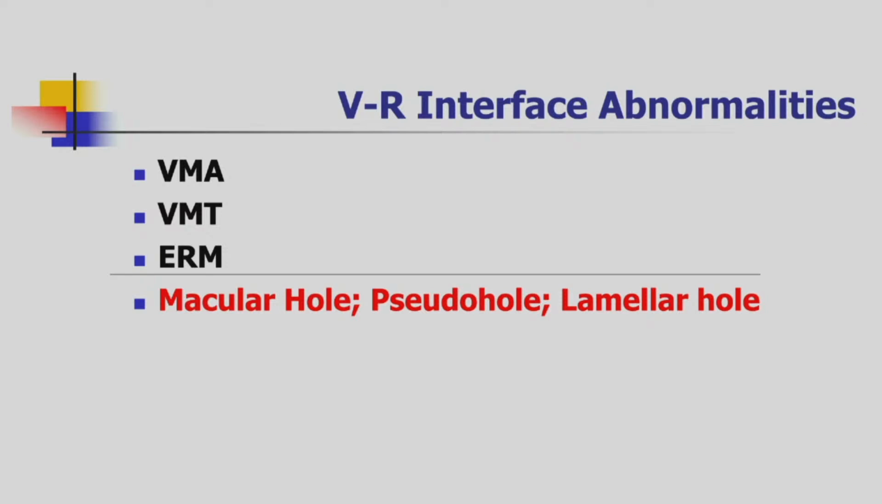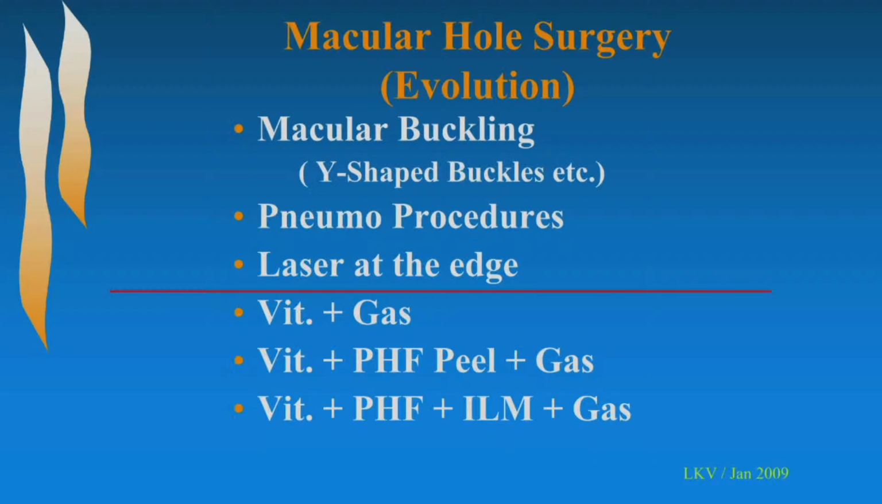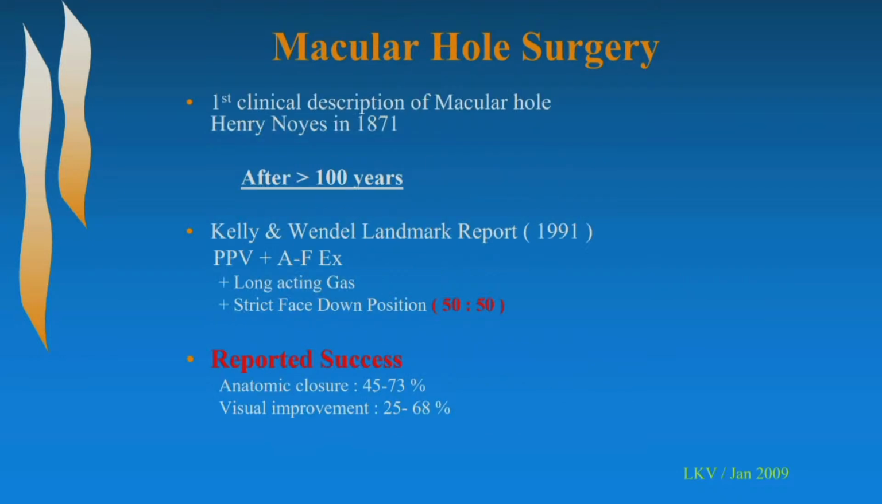The last thing we have to cover is about the macular hole, and all of you know that evolution of macular hole has been, since the time of macular buckling, and then, a lot of people used to do only pneumo procedures, then some funny people tried laser also, but ultimately it is the ILM which made this revolution. And since the time, Kelly and Wendell were the people, 1991, they did the first vitrectomy and did an air fluid exchange. At that time, ILM peel was not done, and the result was also not very much, and strict face down position. And reported success was around 50% only.